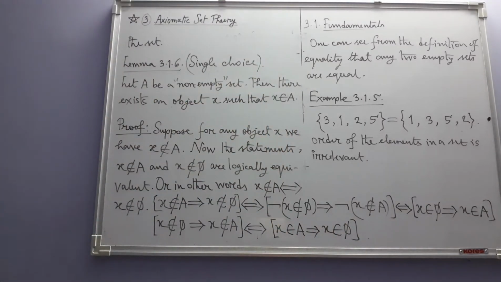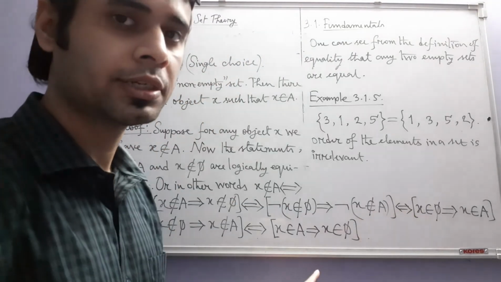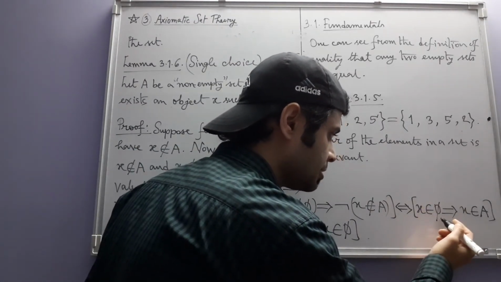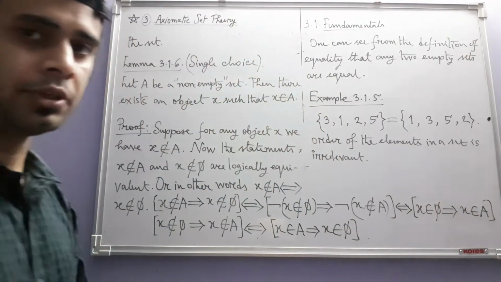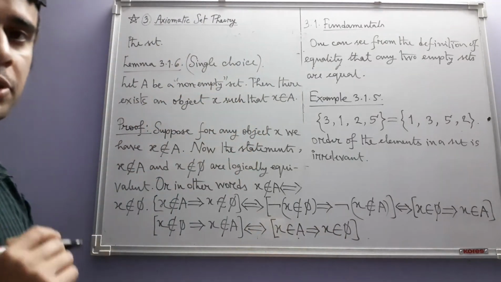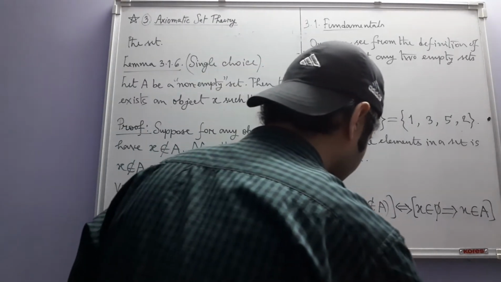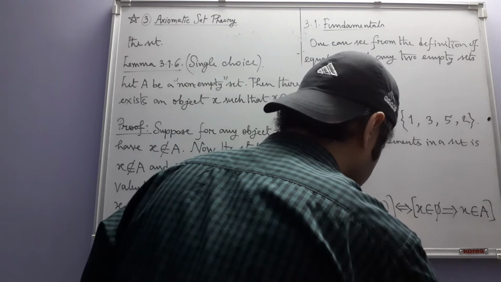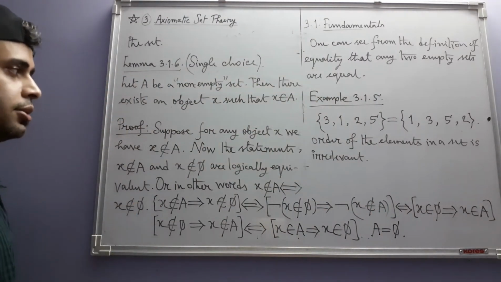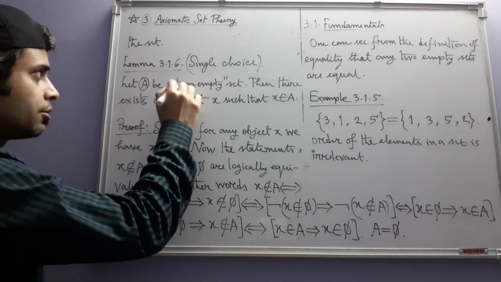Okay? Now, what do these two things tell me? Every element of the empty set is also an element of A, and every element of A is also an element of the empty set. So that means by the definition of equality, I have A is equal to the empty set. Now this is my contradiction. Why? Because it is given that A is non-empty.